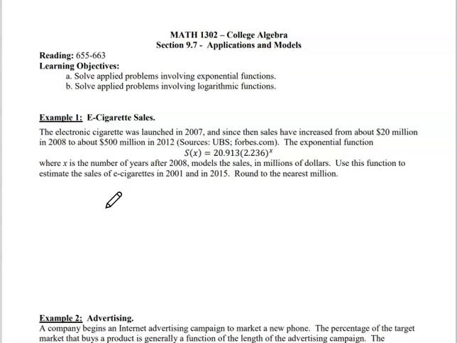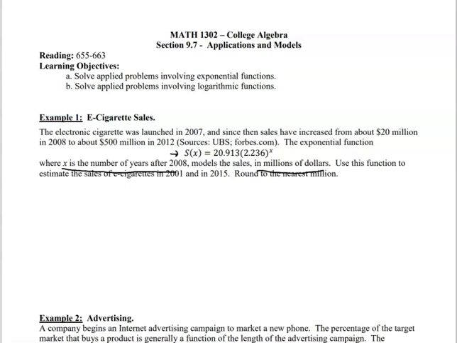The very first problem says that we've got an electronic cigarette and it was launched in 2007. Since then, the sales have increased from about 20 million in 2008 to 500 million in 2012. And they have given us an exponential function that represents this. X is the number of years after 2008, and it models the sales in millions of dollars. So we're going to use this information to estimate the sales of e-cigarettes in 2001 and 2015, and we're going to round to the nearest million.